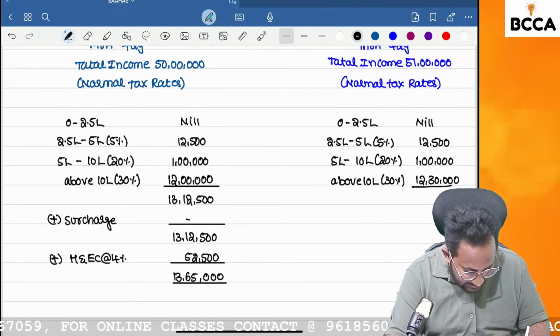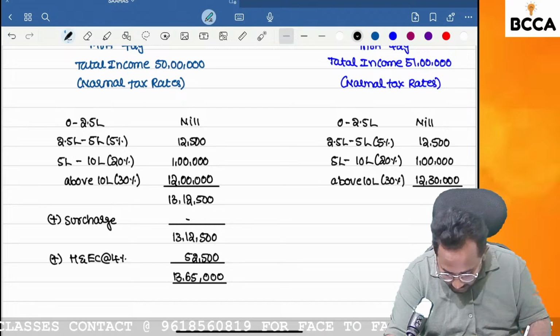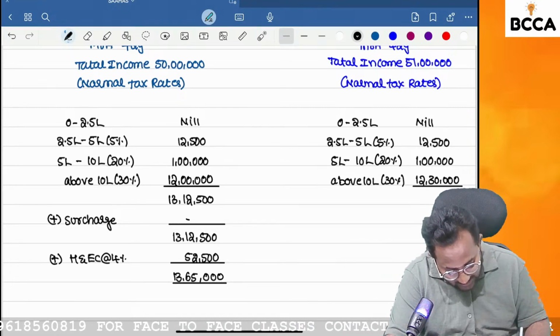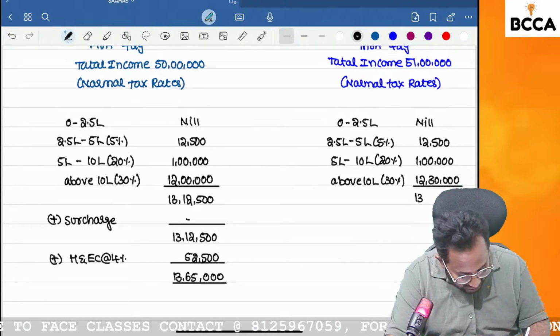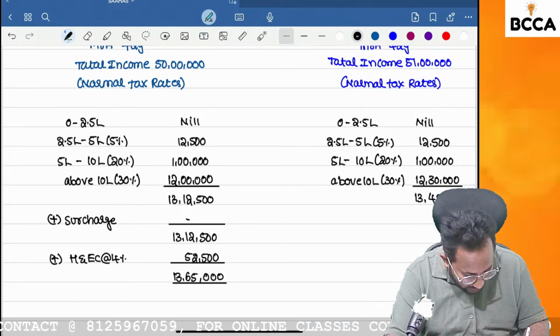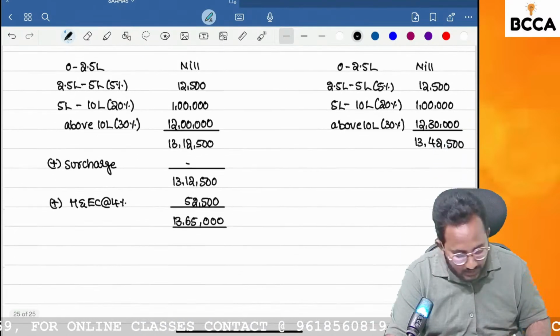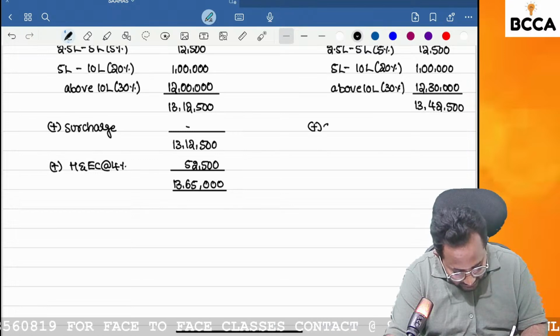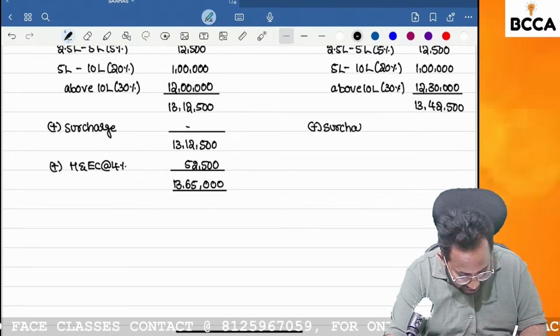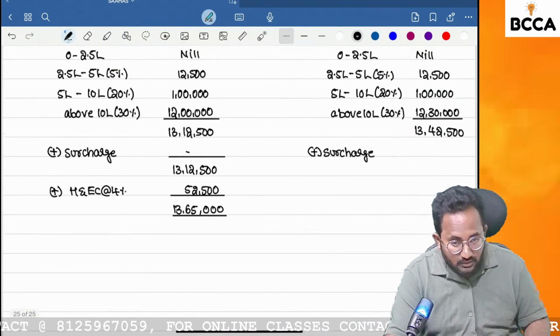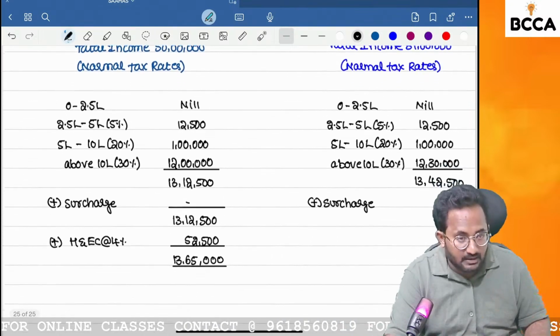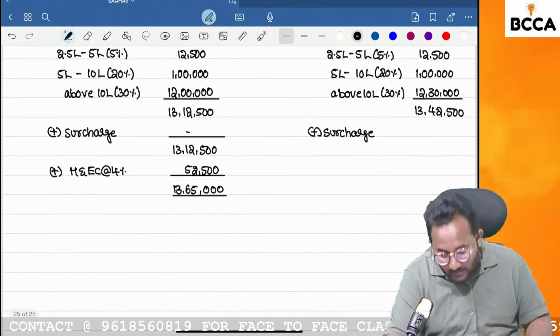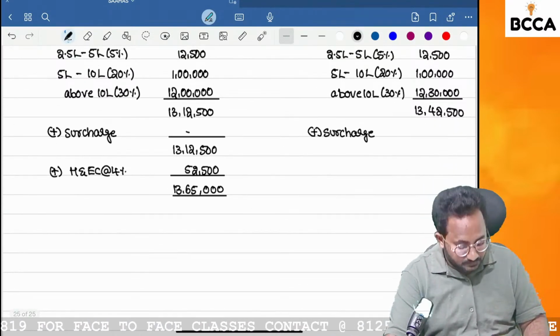If you add all the above figures, you will get the income tax liability of 13 lakh 42,500. Here, is there any surcharge? Yes, because the total income has increased to 51 lakh. We have to consider the surcharge.